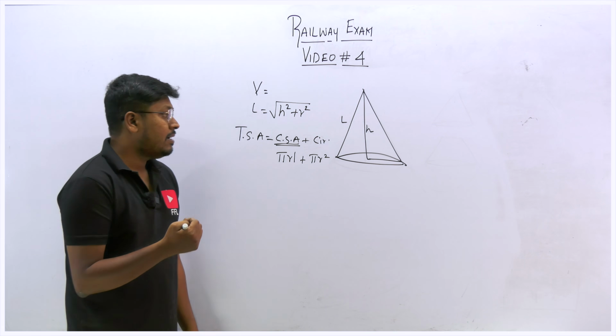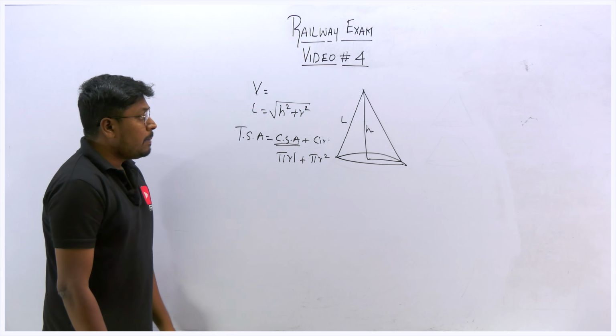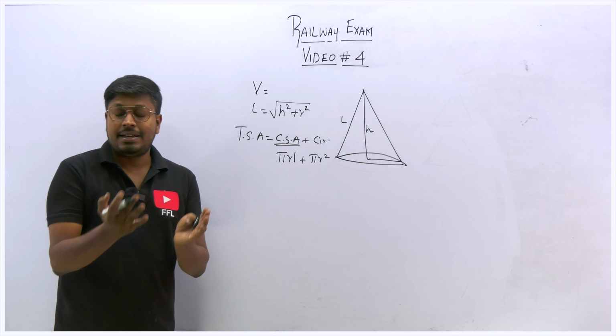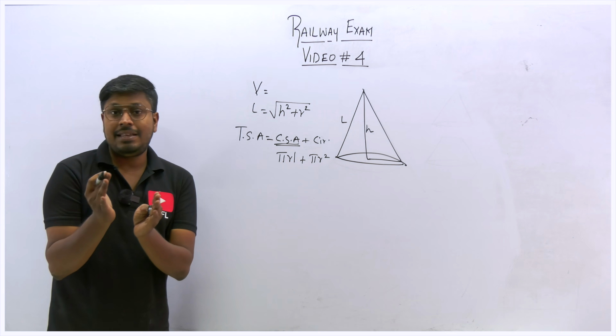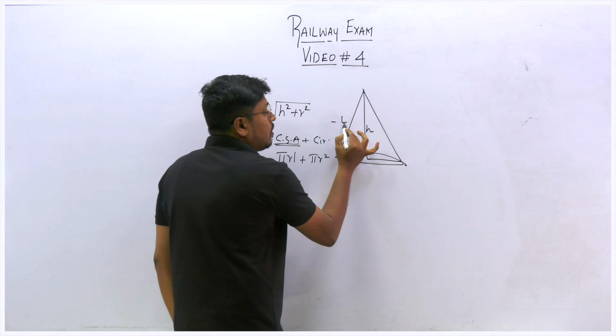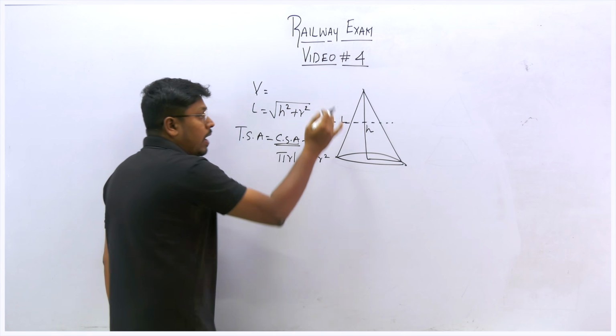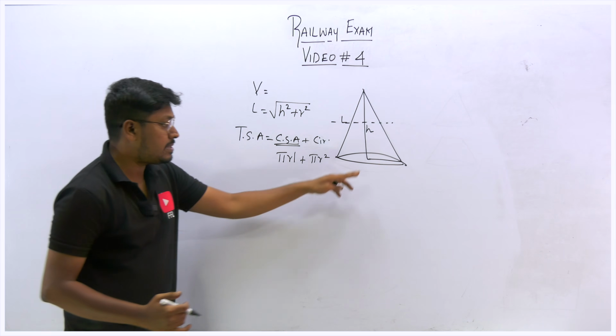And other than this, we don't have any major formulas. But when you take a category, like sphere and hemisphere, for a cone there is one major category: when you cut a cone into 2 halves, that too parallel to the base, not like this.